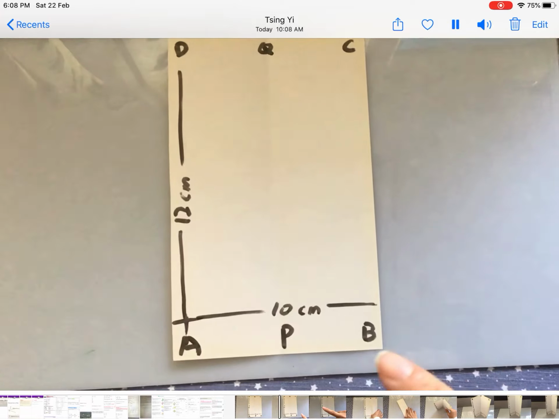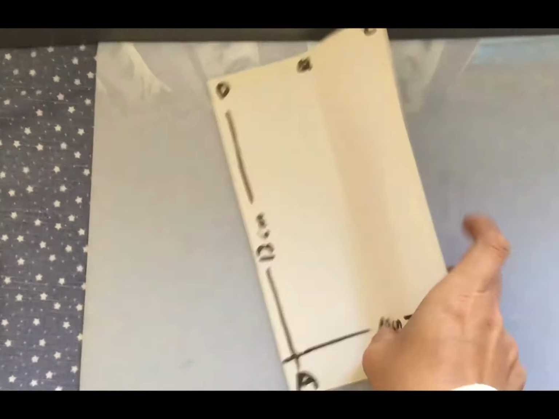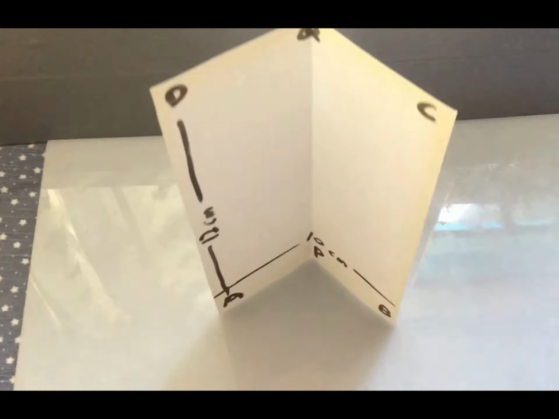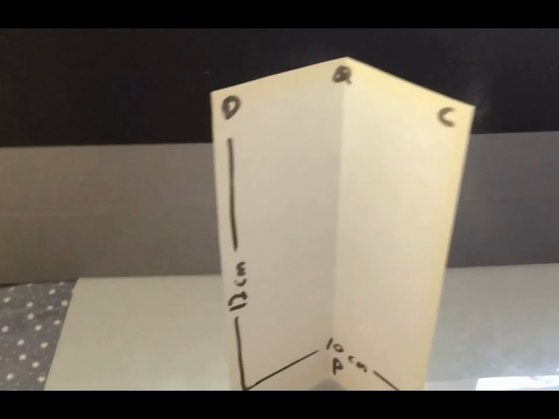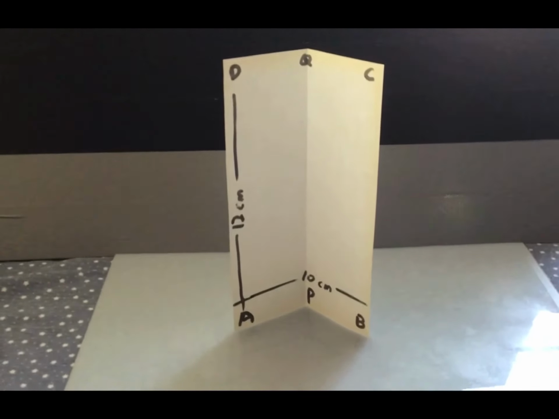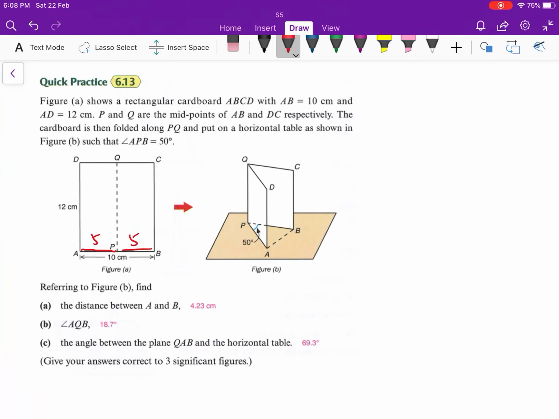So you can see that I fold this. Draw it out A, B, C, D, and then the midpoint PQ, then fold it. After folding, you can see that the paper should look like that, with the angle standing on the ground. Can you see that? You can do it by yourself. Then we come back to the question. This is what you need to do if you're not good at 3D shapes.